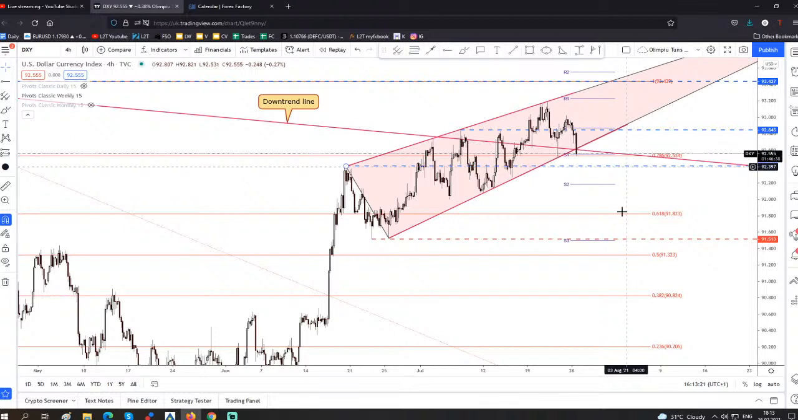Maybe if the DXY will close around the current levels, maybe a valid breakdown, test, retest here could signal an important decline here. So this rising wedge could still be activated, yeah, this reversal pattern. So activating this pattern could signal a potential strong drop, which could force the dollar to depreciate versus its rivals.